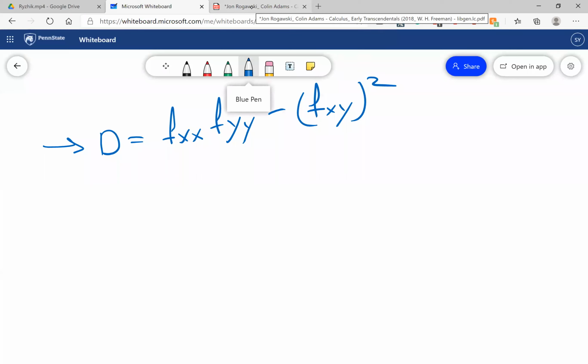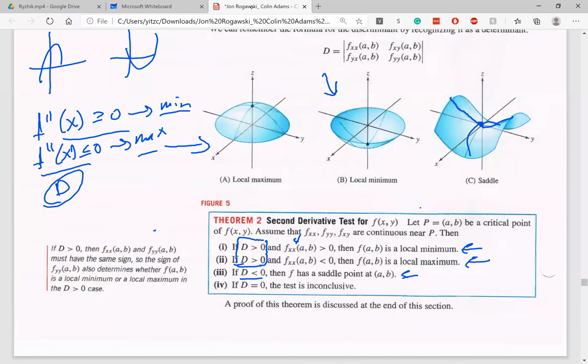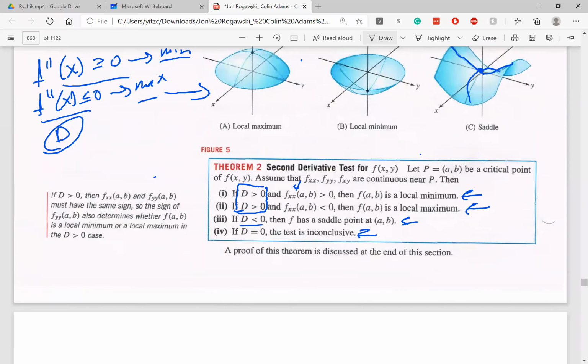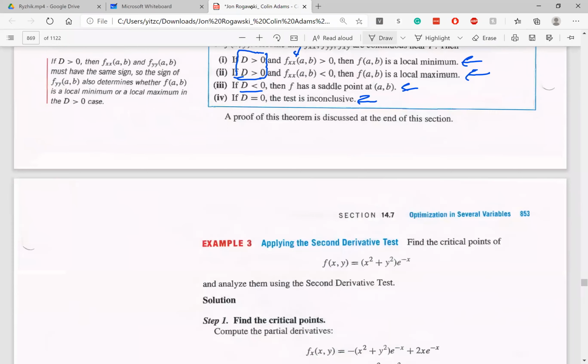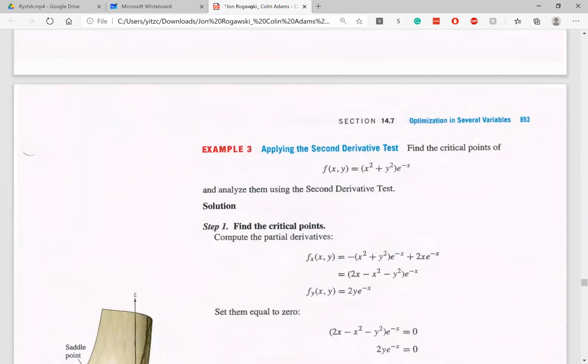So any questions about this? And if D is equal to 0, we don't know. It's inconclusive. So let's try an example. They say apply the second derivative test: find the critical points of this function and analyze them using the second derivative test.